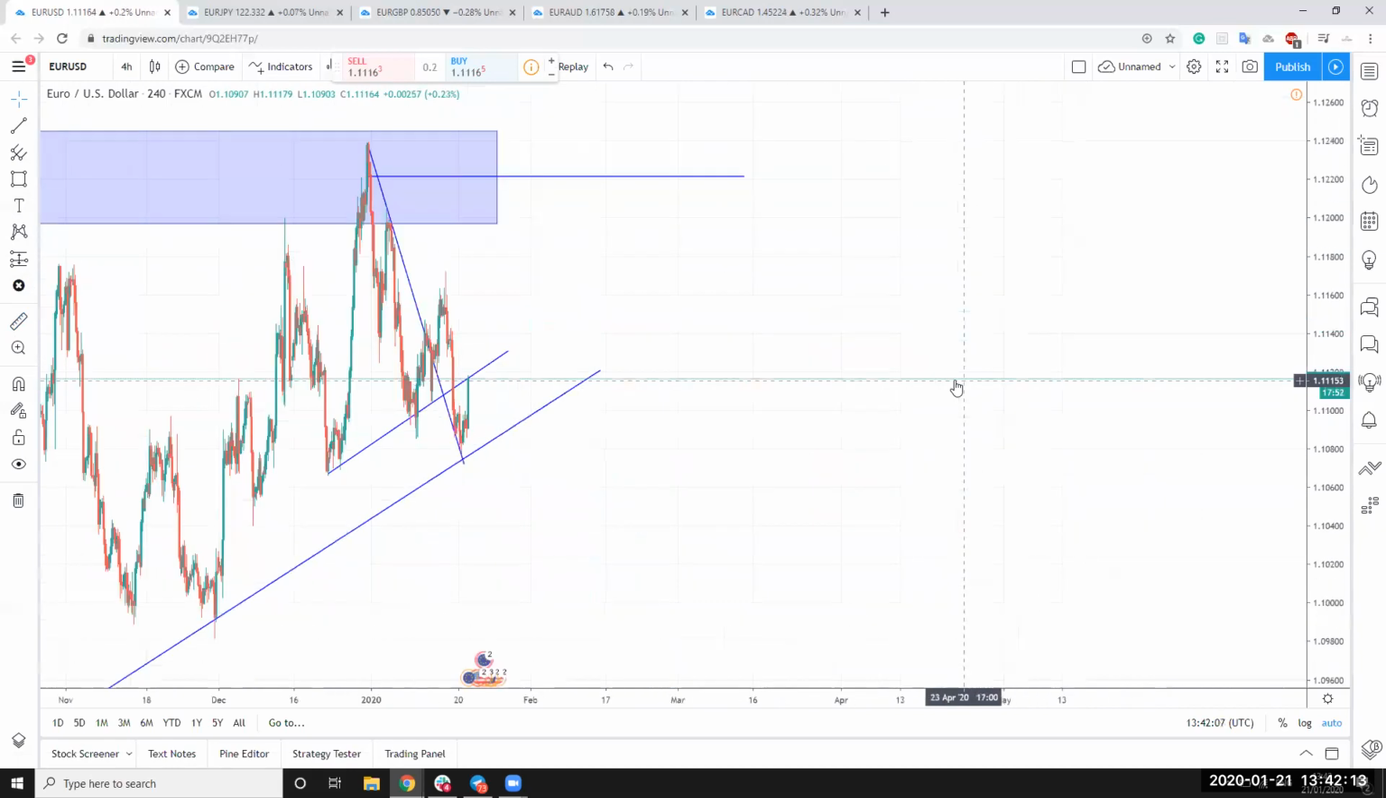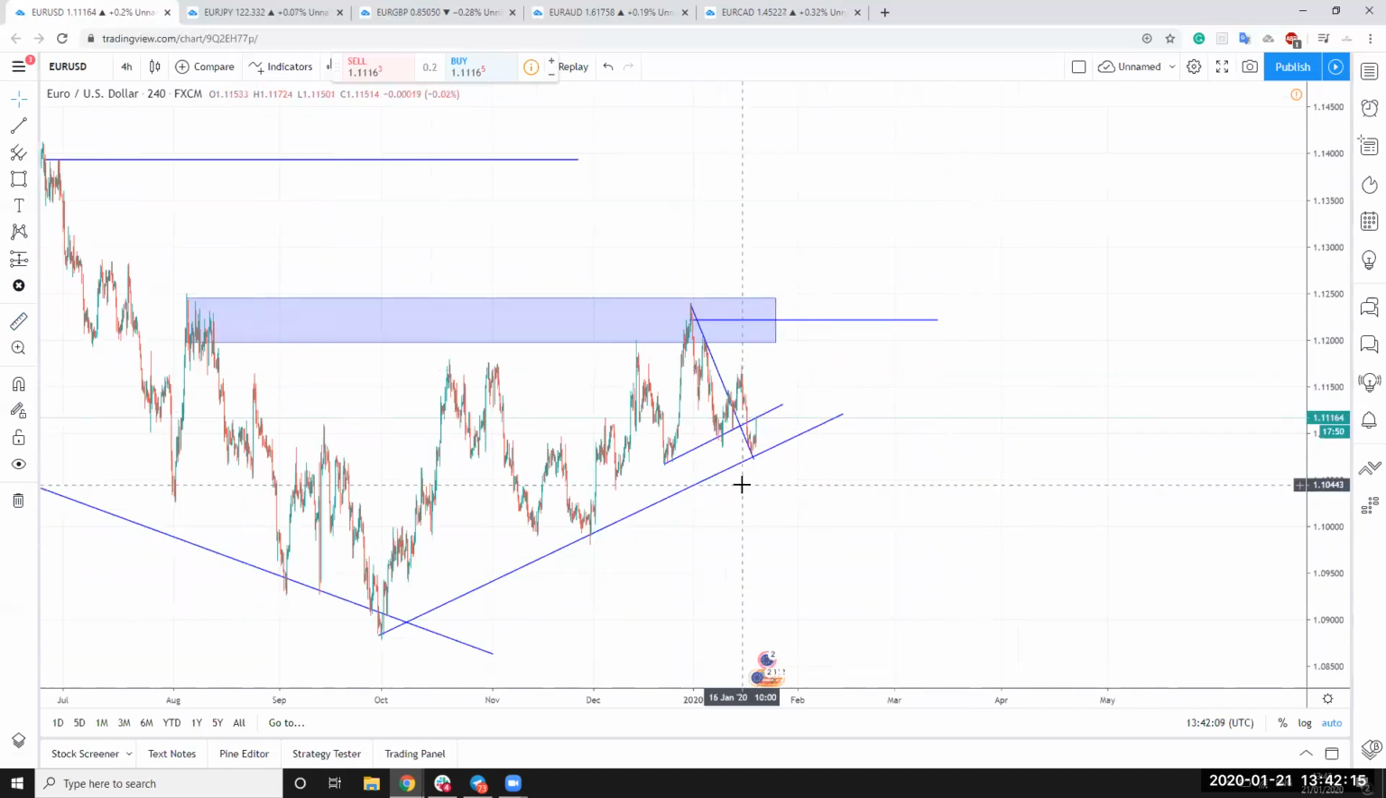Right now, price has reacted off the third push of the trend line, and so therefore we could see this may be the move. This may be where we start the move to break this trend line here, break this level here, 1.12, 1.1215, and then we'll go to 1.14.